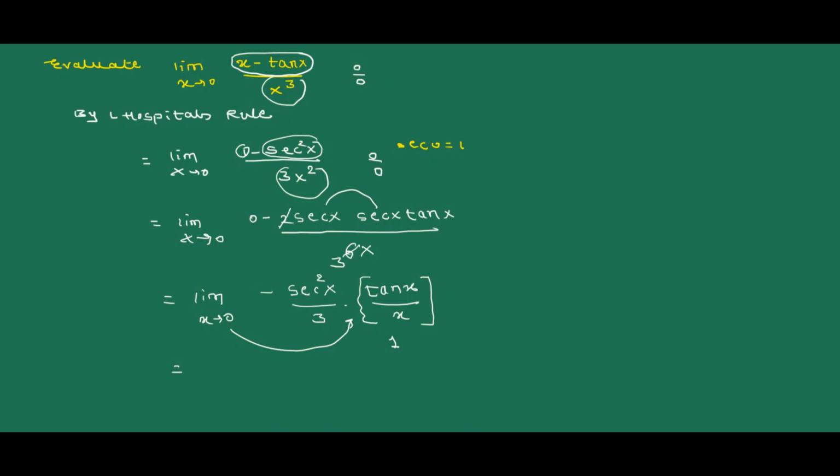So now put x is equal to 0. If you substitute x is equal to 0, you will get sec 0, and sec 0 value is equal to 1. So we get, the minus sign as it is, sec 0 that is equal to 1 divided by 3 into the next limit tan x by x is equal to 1. So at last you will get minus 1 divided by 3.